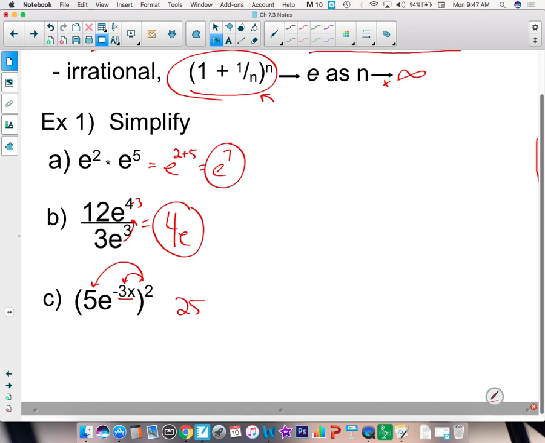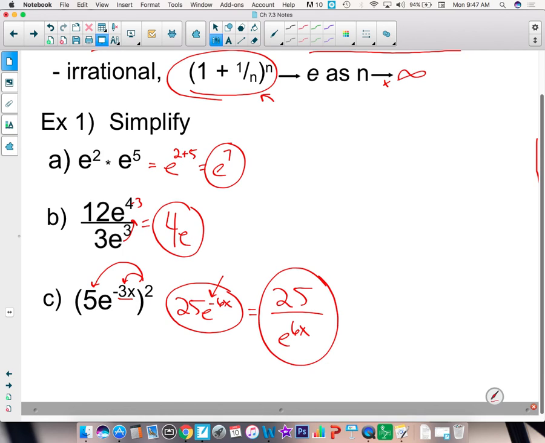All right, and then we have e. We have a power to a power, so you're just going to multiply there. So it's negative 3x times 2, so it's e to the negative 6x. And you can leave that as your answer. Or we could actually simplify it a little bit more. We'd have 25, and since that's a negative exponent there, we can take e to the bottom and make it a positive 6x. That would be sufficient right there.